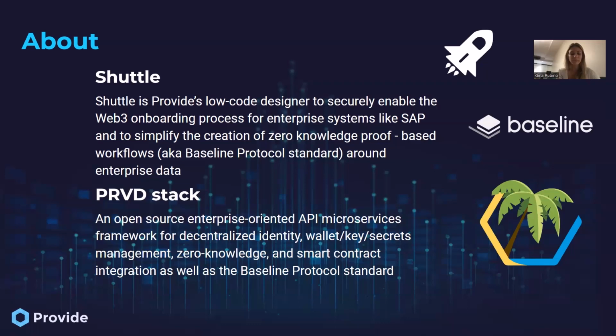This is the API microservices architecture that enables proUBC to connect to blockchains like Polygon and to services like Chainlink and make that a reality in a platform like SAP.